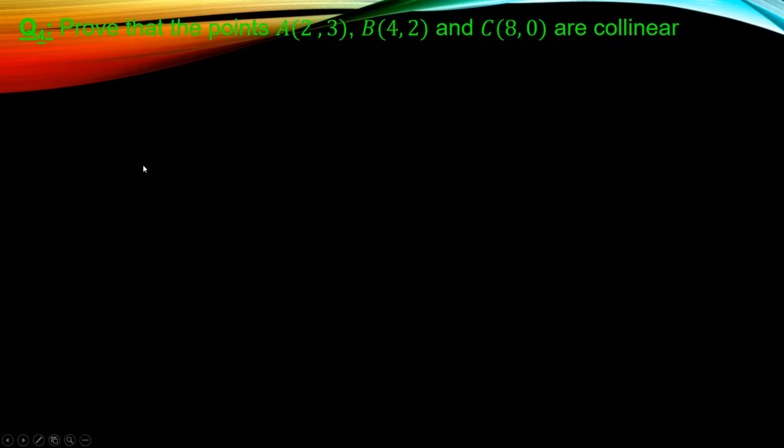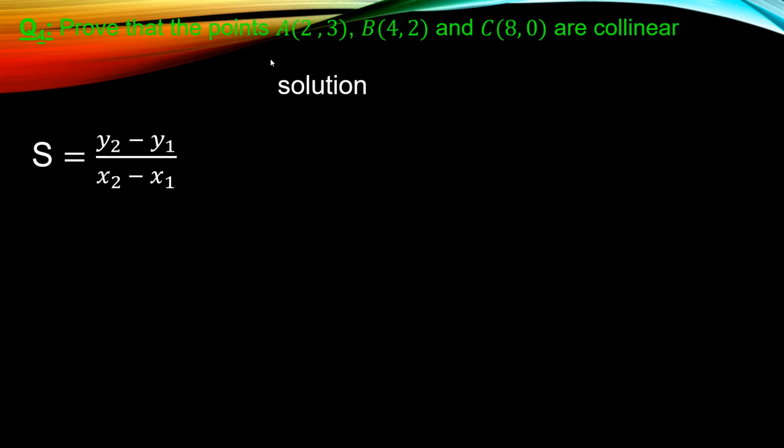Again, to prove that any 3 points are collinear, at first we will get the slope of AB and the slope of BC. If the two slopes are equal, then I can say that the 3 points are collinear. Let's look at the solution. At first, we will write our rule. The slope equals y2 minus y1 over x2 minus x1.